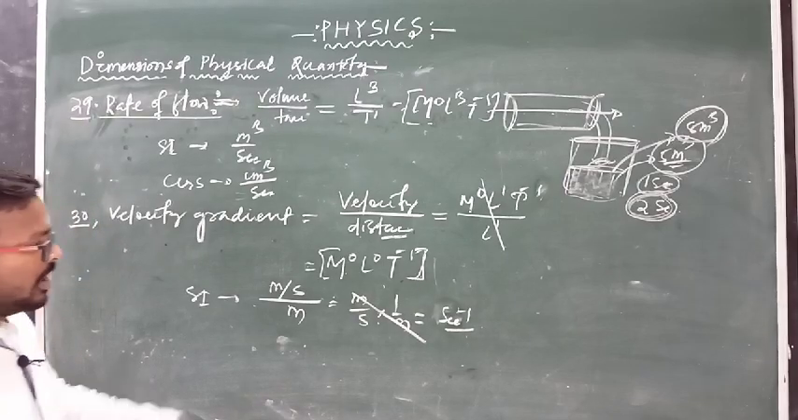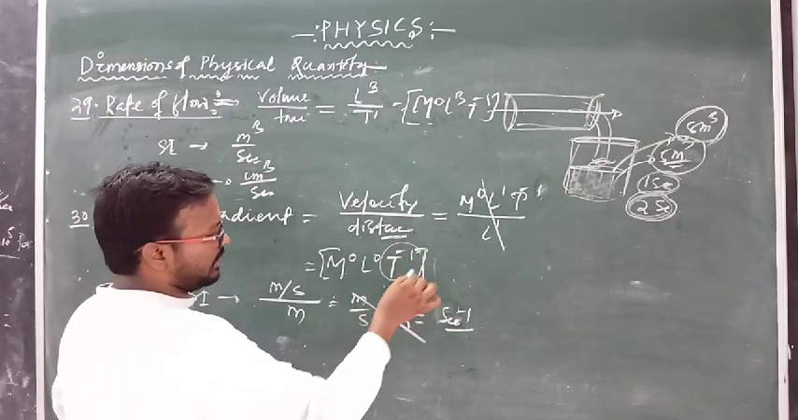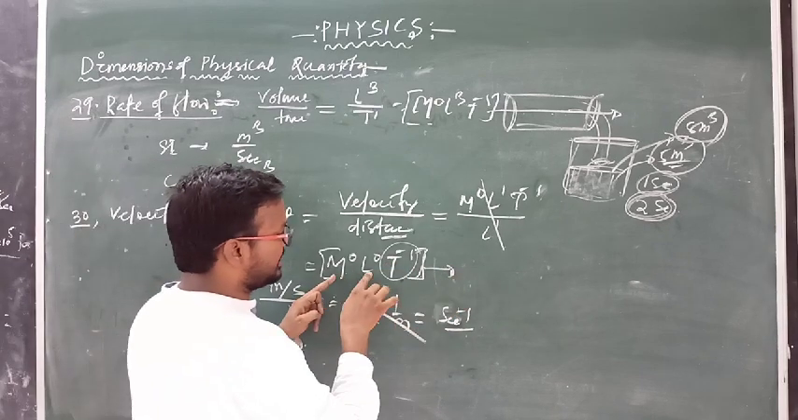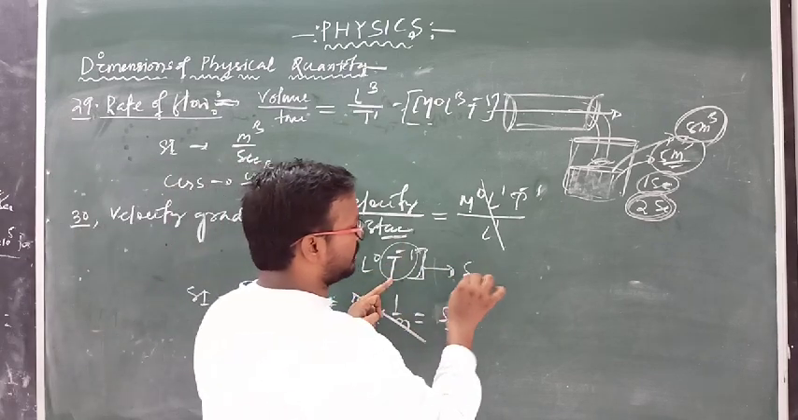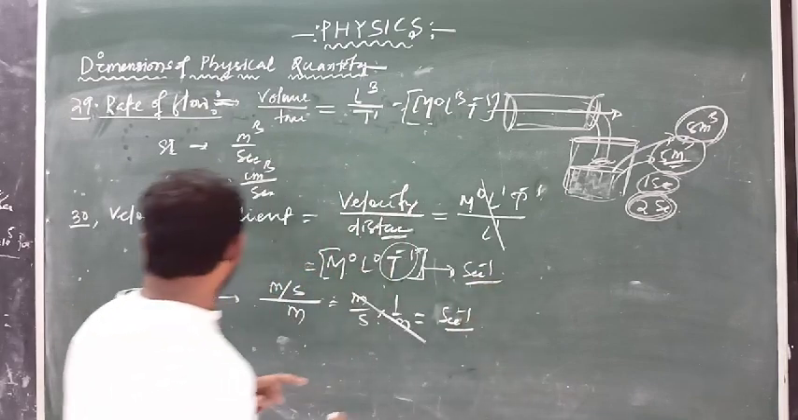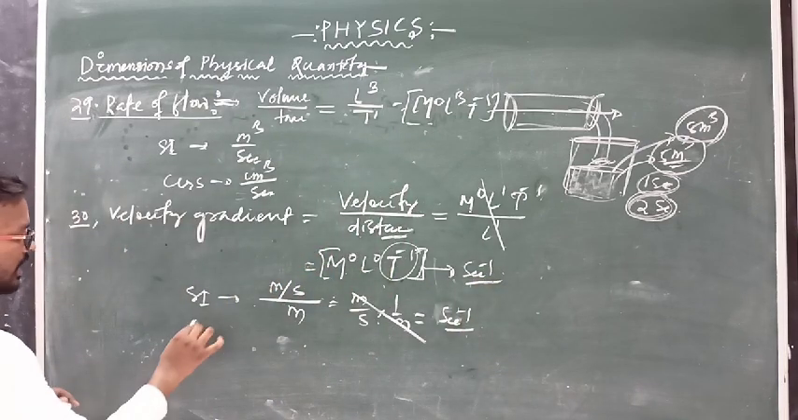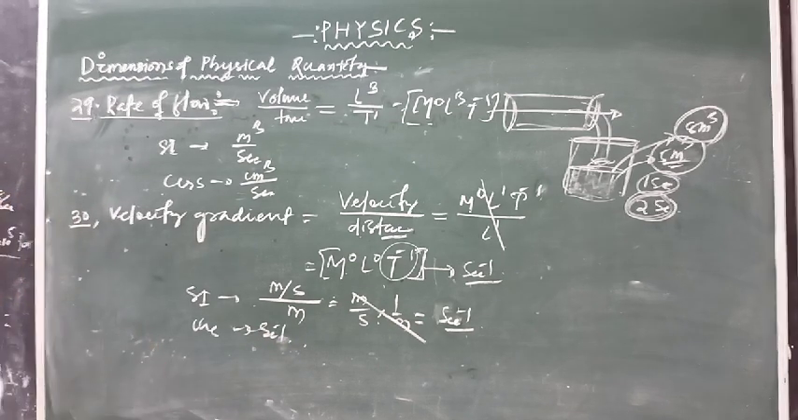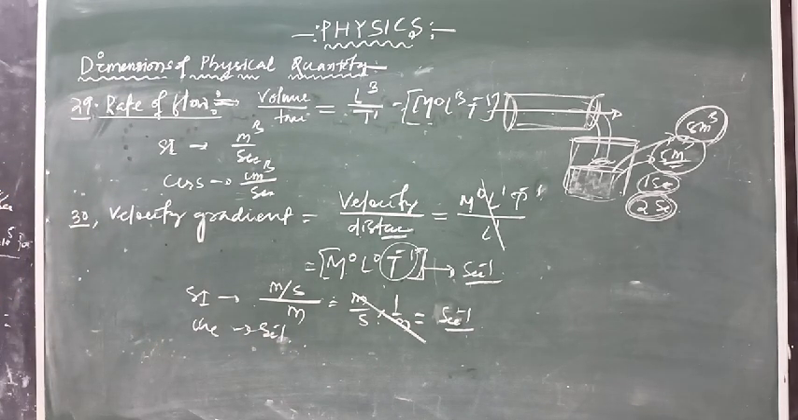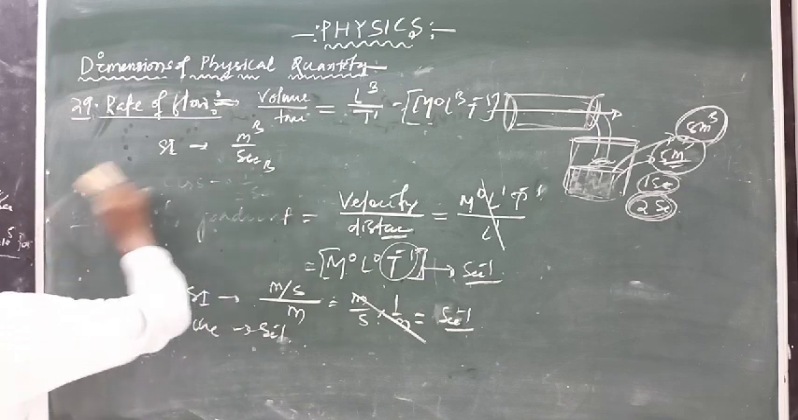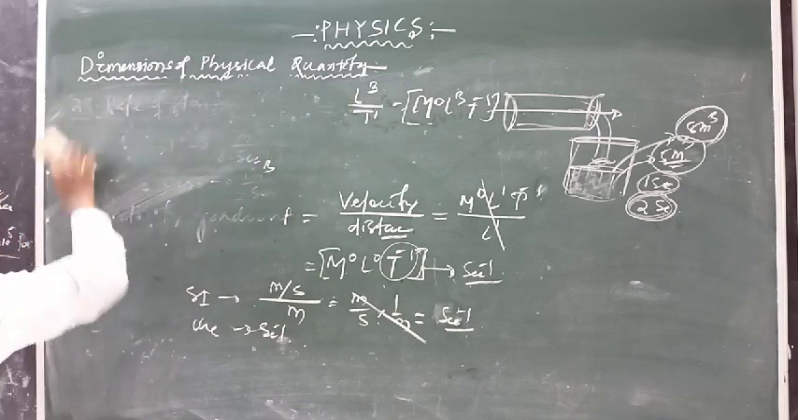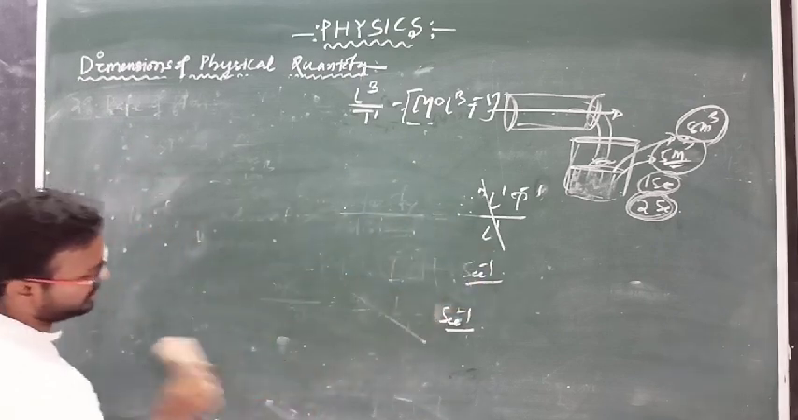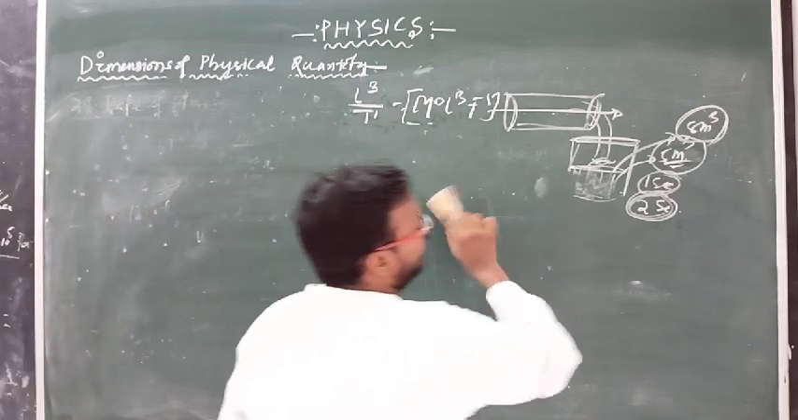But you can find the unit of this velocity gradient from the dimensional equation, because mass 0, length 0, only time remains, so second minus 1 is the dimensional formula. The SI dimension, or you can write CGS dimension, is also the same, second minus 1. So this is the dimensional formula of velocity gradient. In the same way we have to find another important dimensional formula, that is known as coefficient of viscosity.